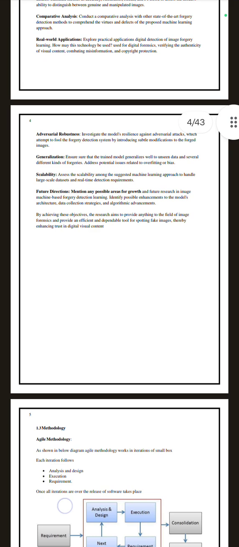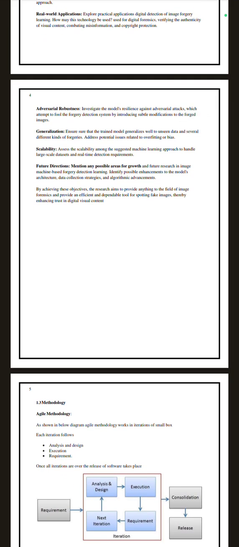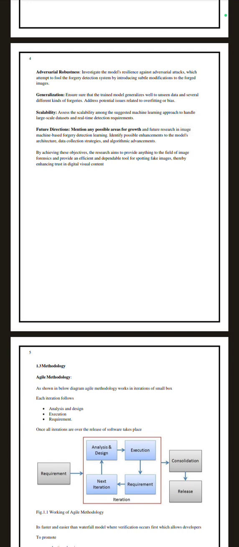Then, future direction. Mention any possible areas for growth and future research in machine learning based image forgery detection. Identify possible enhancements to models, architecture, data collection, data strategies, and algorithm advancements. By achieving these objectives, the research aims to contribute to the field of image forensics and provide an effective and dependable tool for spotting fake images, thereby enhancing trust in digital visual content.